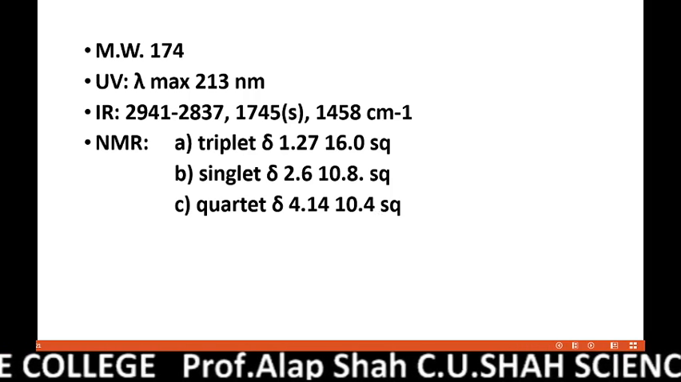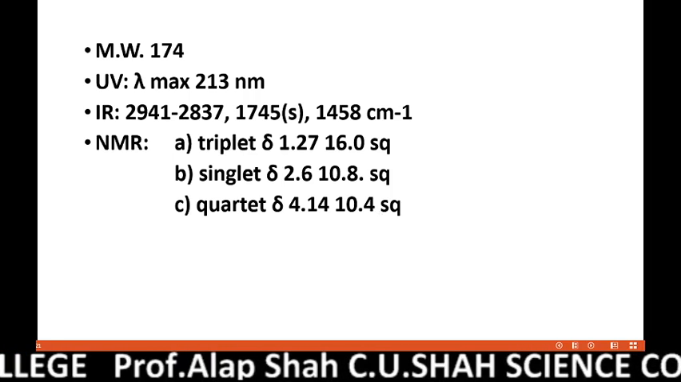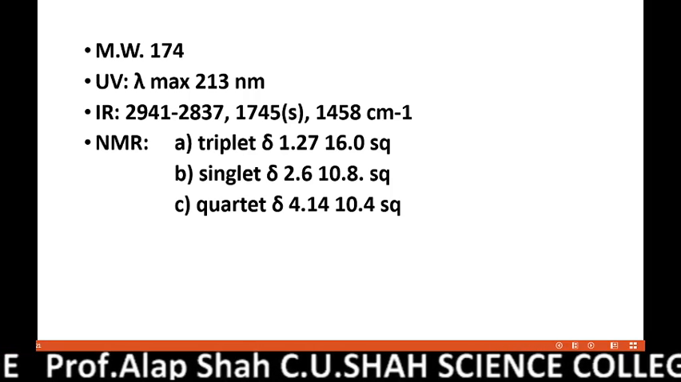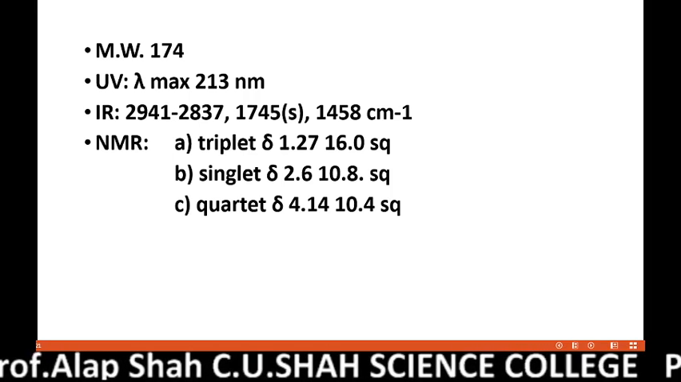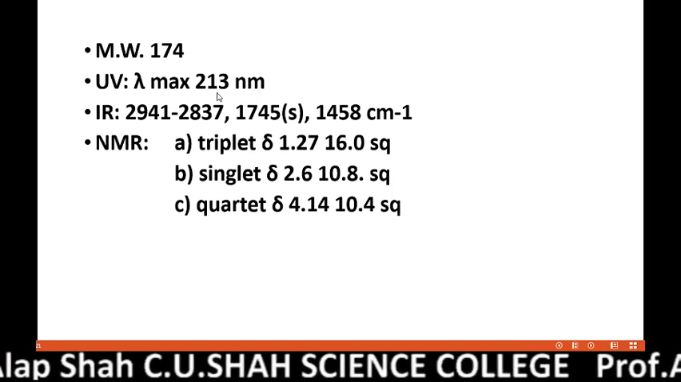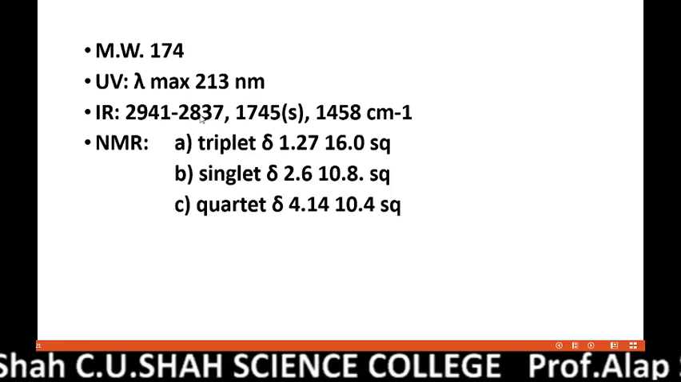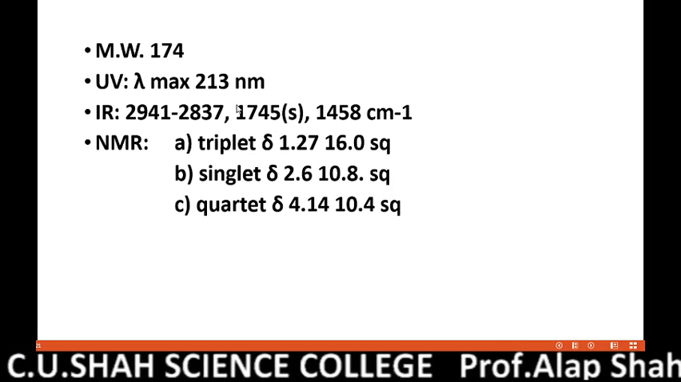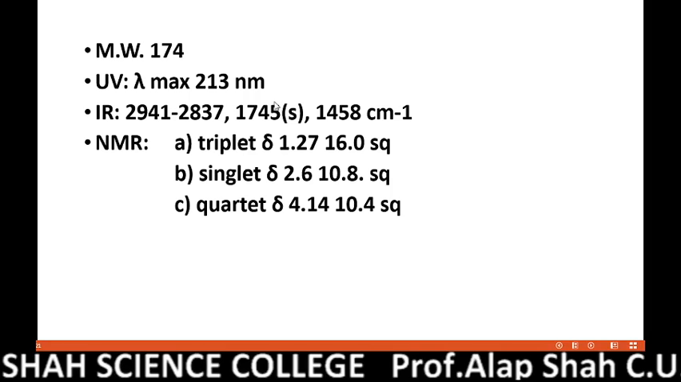So as we did in the last two sums, immediately before you start solving the problem, we should check which are the immediate informations we are getting. As I said, 213 is indicating absence of conjugation. This IR is of the sp3 hybrid carbon alkane stretching. Important is this one, 1745. That is of the carbonyl group. So carbonyl group is present.